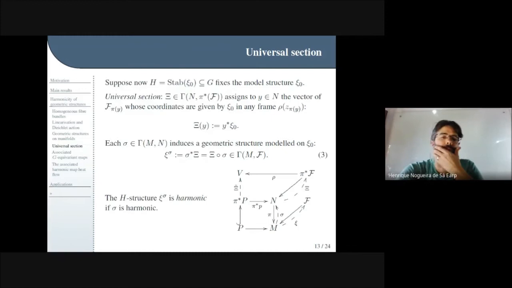So now let's get a bit more concrete. In order to describe my geometric structure as corresponding to some symmetry, what we actually want to assume is that the stabilizer of that psi zero is some subgroup, or some reductive normal subgroup H in G, right? And then once you do that, you actually define what's called a universal section. So if my section is called little xi, then large Xi is the natural section of its pullback onto the total space of N by the natural projection.